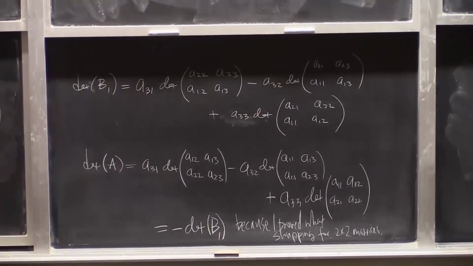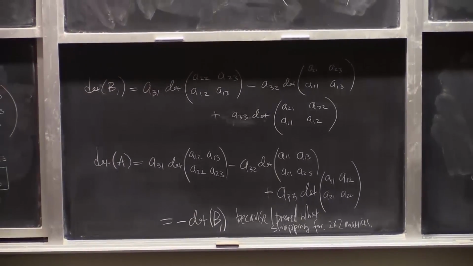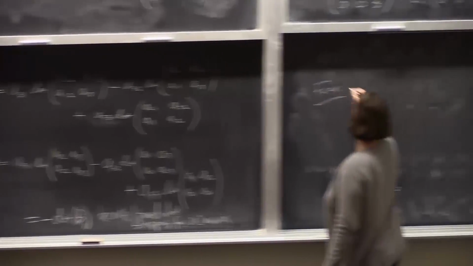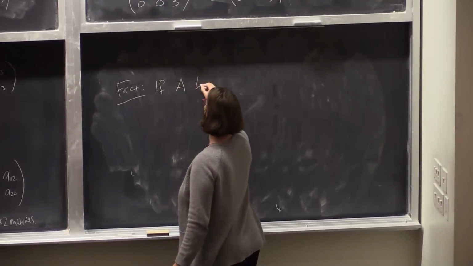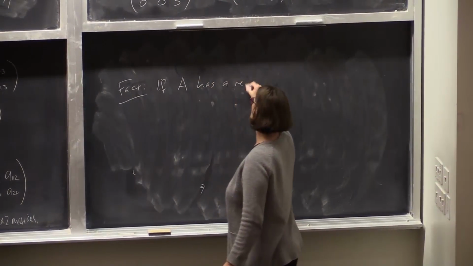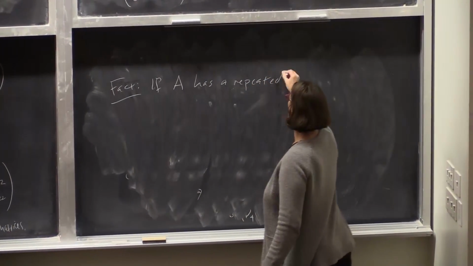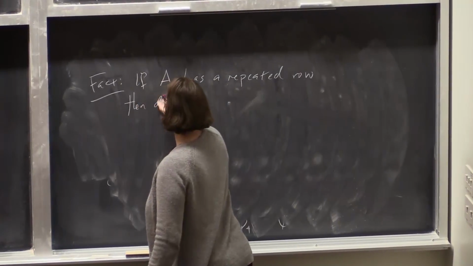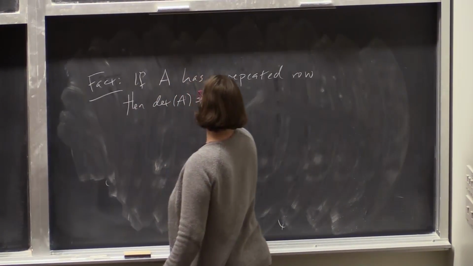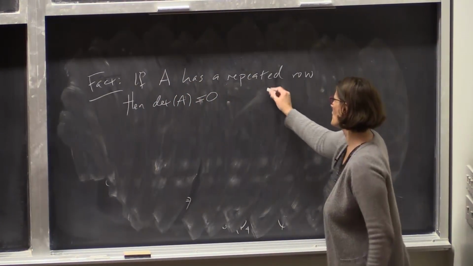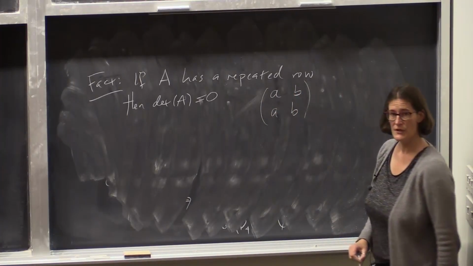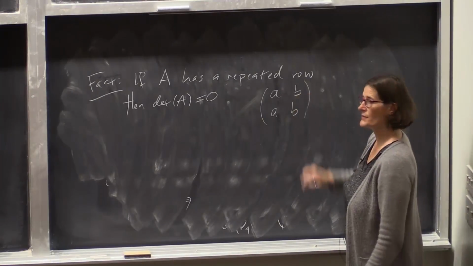So, one important outcome, fact: if A has a repeated row, then the determinant of A equals 0. So certainly you know this for the matrix A, B, A, B. You can compute the determinant. You get AB minus AB.